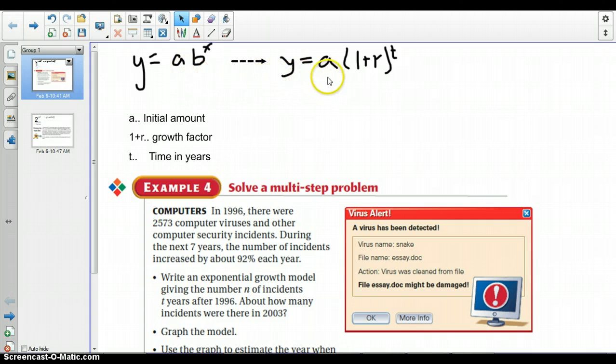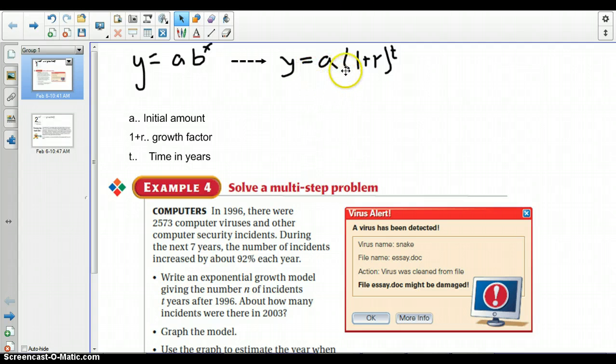It's y equals a multiplied by, now our b becomes this 1 plus r, and our x just gets changed to t. Our a is still what stretches or shrinks the graph, but what it represents in real life scenarios is the initial amount. Since we're going to deal with exponential growth functions, we know we're going to have something that grows, whether it's number of people, or in our example here, viruses. In class we did number of buffalo. Whatever it is that you're starting with, this is your initial amount.